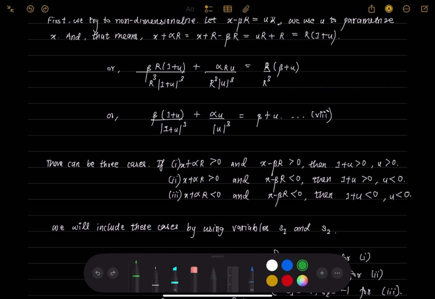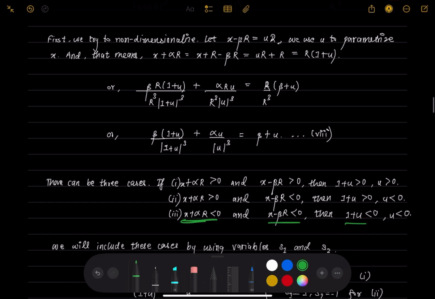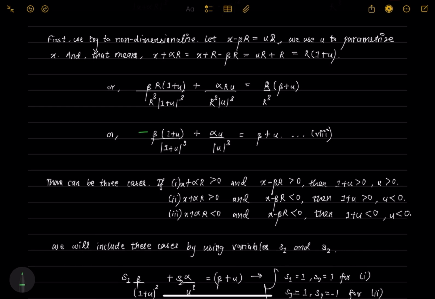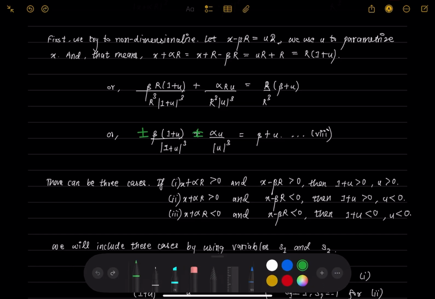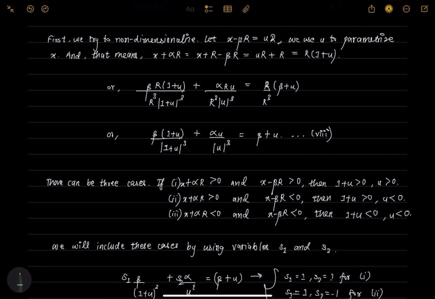Another possible case is that both of them are smaller than 0. And in that case, 1 plus u is smaller than 0, because x plus alpha r is said to be 1 plus u times r, and u is also smaller than 0. So that can be another case. So we have three cases, because this term might be positive or negative, and this term might be positive or negative. So you can use three different combinations of constants of 1 and negative 1 in front of the left hand side terms in equation 8, if we wish to solve them.